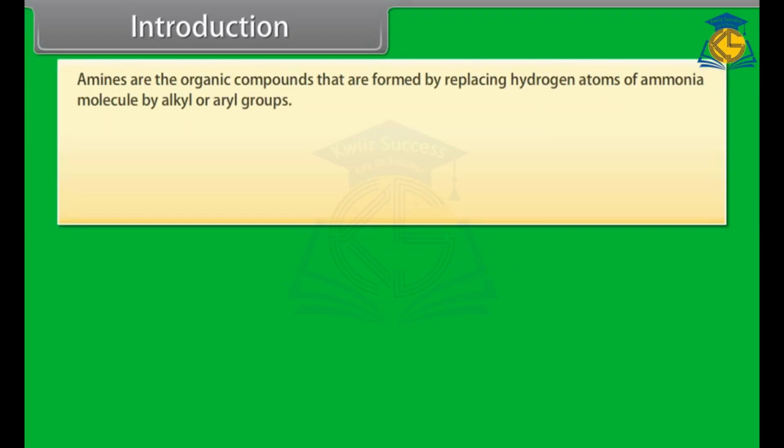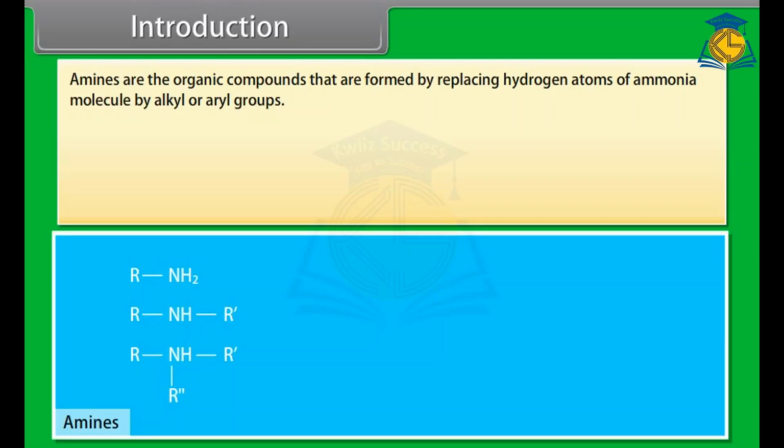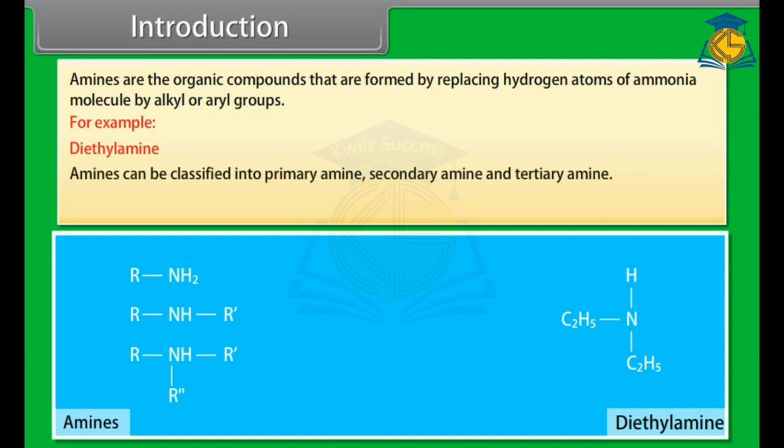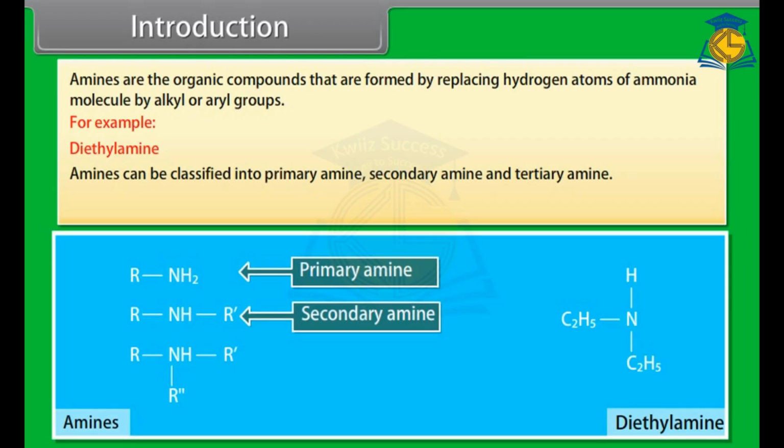Introduction. Amines are the organic compounds that are formed by replacing hydrogen atoms of ammonia molecule by alkyl or aryl groups. For example, diethylamine. Amines can be classified into primary amine, secondary amine, and tertiary amine.